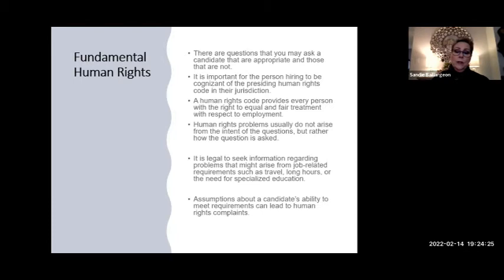And he said no. So that was enough said. Don't make assumptions about a candidate's ability to meet requirements. That can also lead to human rights complaints as well.